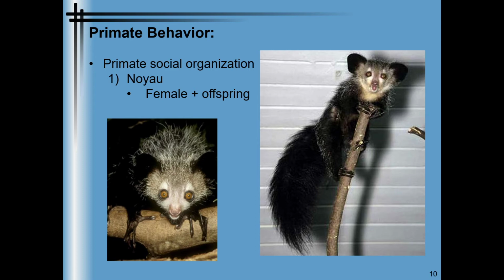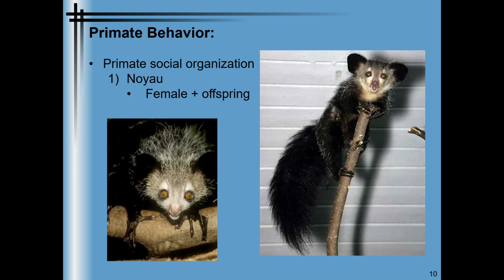Here, adult males and females don't form permanent mixed-sex groups, and adults tend to travel alone, with the exception of the females who have their young offspring. Individual males have ranges that tend to overlap several different female ranges. And an example of a primate that practices the Noyau would be the Ai. This is the Ai. It's a nocturnal primate in Madagascar.